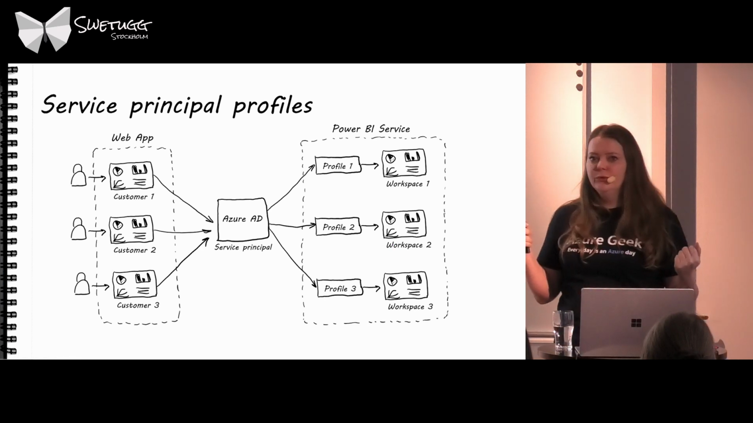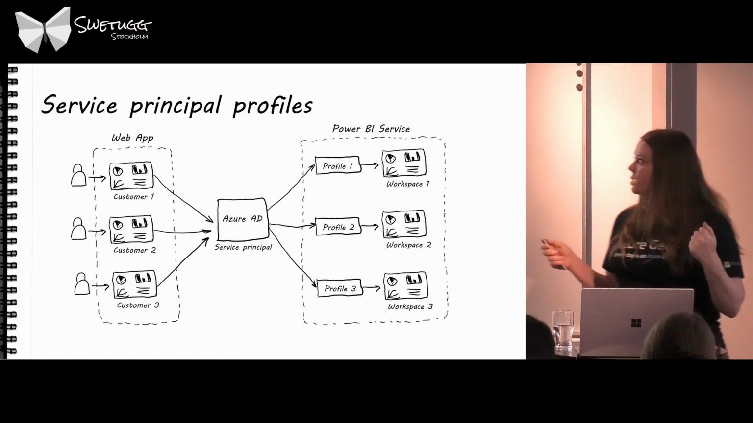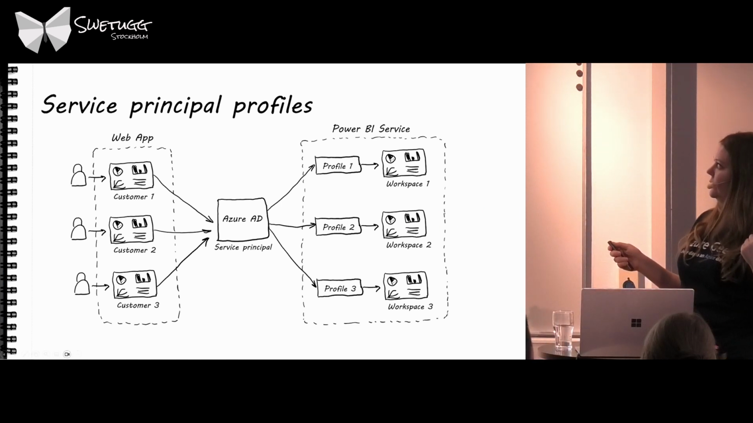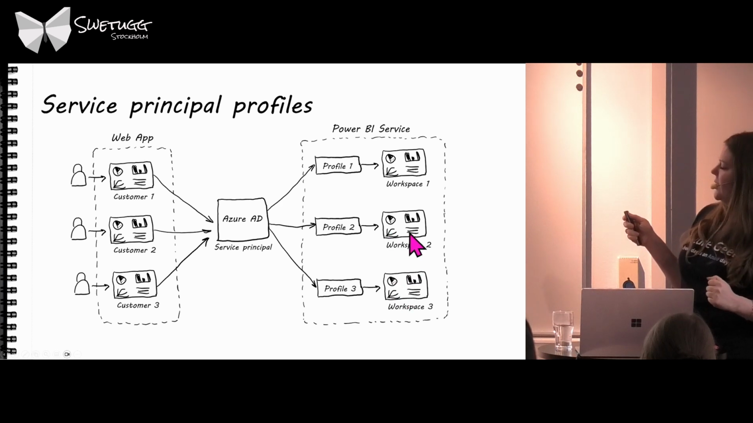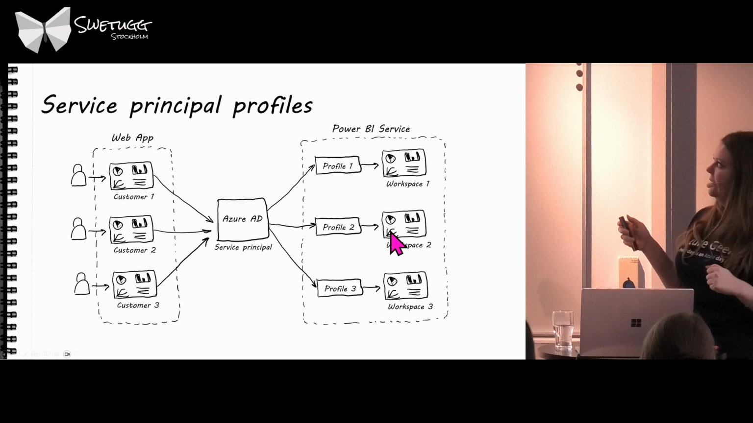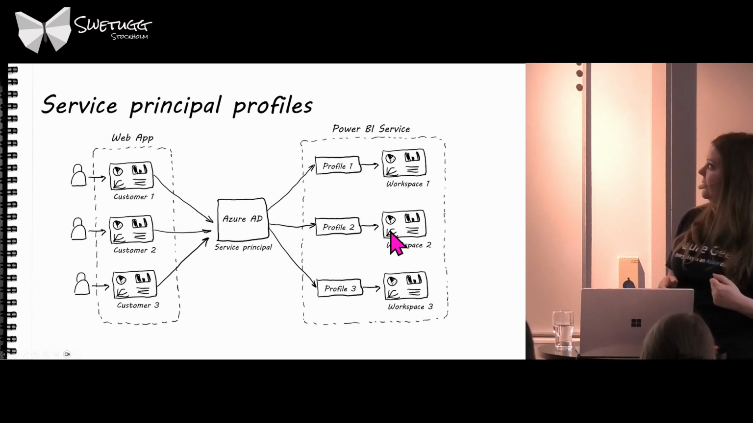And why do we want to do it like this? To fully separate content for every customer from each other. They use one web application, they use one service principal, but they have different identities, and they have fully separated folders, tenants in Power BI for their content. The report can be the same. You can clone the same report to every workspace, but they see only their data. They access only their data.